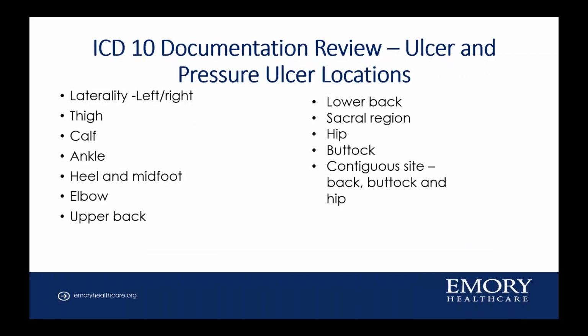And then with regard to pressure ulcers and ulcers, we need you to be as specific as possible with the location there as well. Lower leg is not enough. The codes are broken out into thigh, calf, ankle, heel, and midfoot. And then we have elbow, upper back, lower back, sacral region, hip, and buttock. Then there's contiguous sites, back, buttock, and hip. And of course, there's always laterality, left and right. But again, especially with the lower leg, we really need that specification with regard to the location.